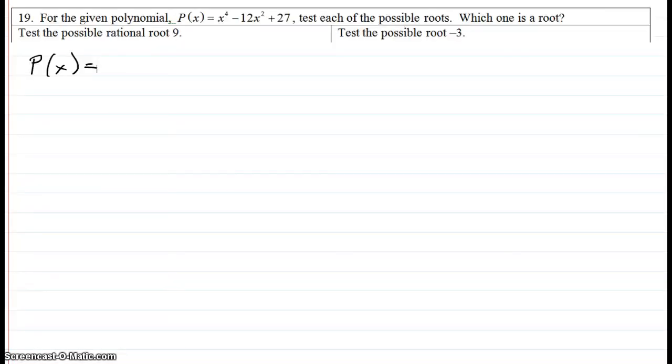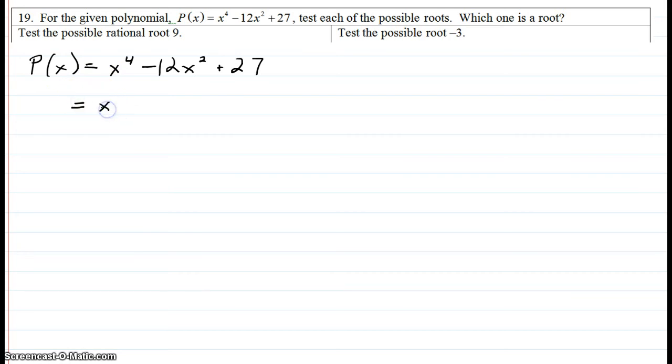Alright, let's take a look at number 19. For the given polynomial, test each of the possible roots, decide which one is a root. So our polynomial is x to the 4th minus 12x squared plus 27. And so the easiest way to test if this is a root is to use synthetic division. You could substitute 9 in, and if it equals 0, then it's a root, but I'd rather do synthetic division.